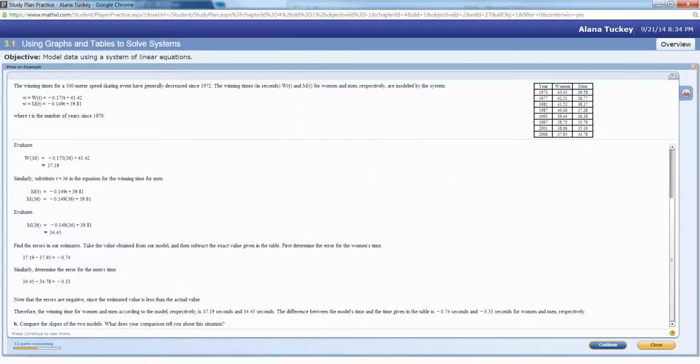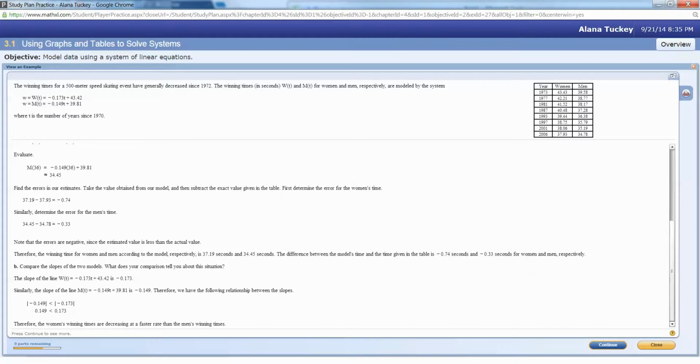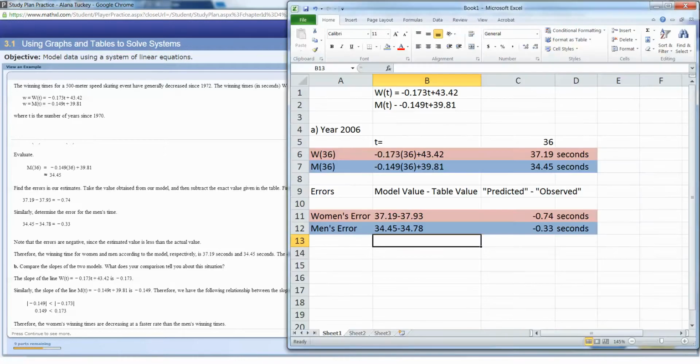All right, so let's see what else they need. Both the errors are negative since our estimated value was less than our actual value, right? So if we estimated more than our actual value, it would have been positive. Then they want us to compare the slopes of the 2 models. So let's do that. That's part B.